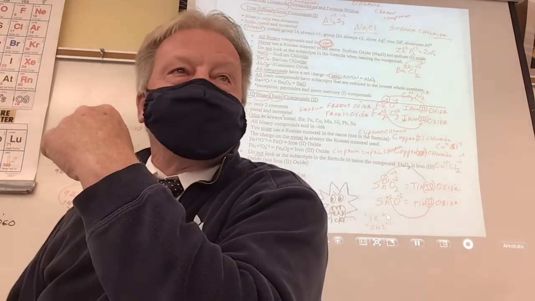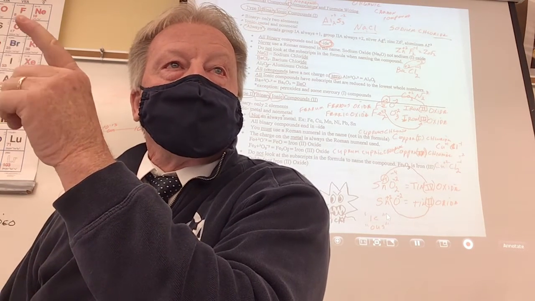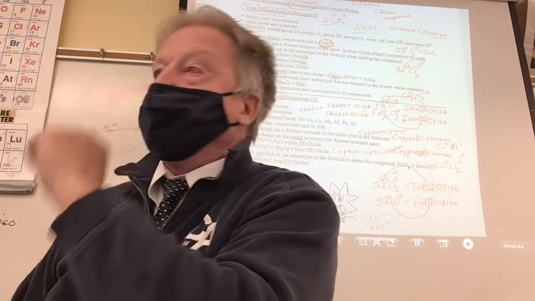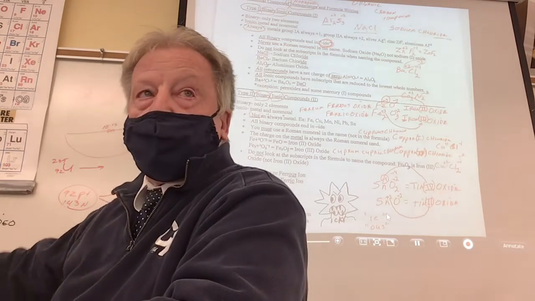And then that section. What's that section called? Remember, these are called groups or families. Group 2A, alkaline earth metals. And they always are what charge in a compound? +2. That's right. And then we have 3 more.